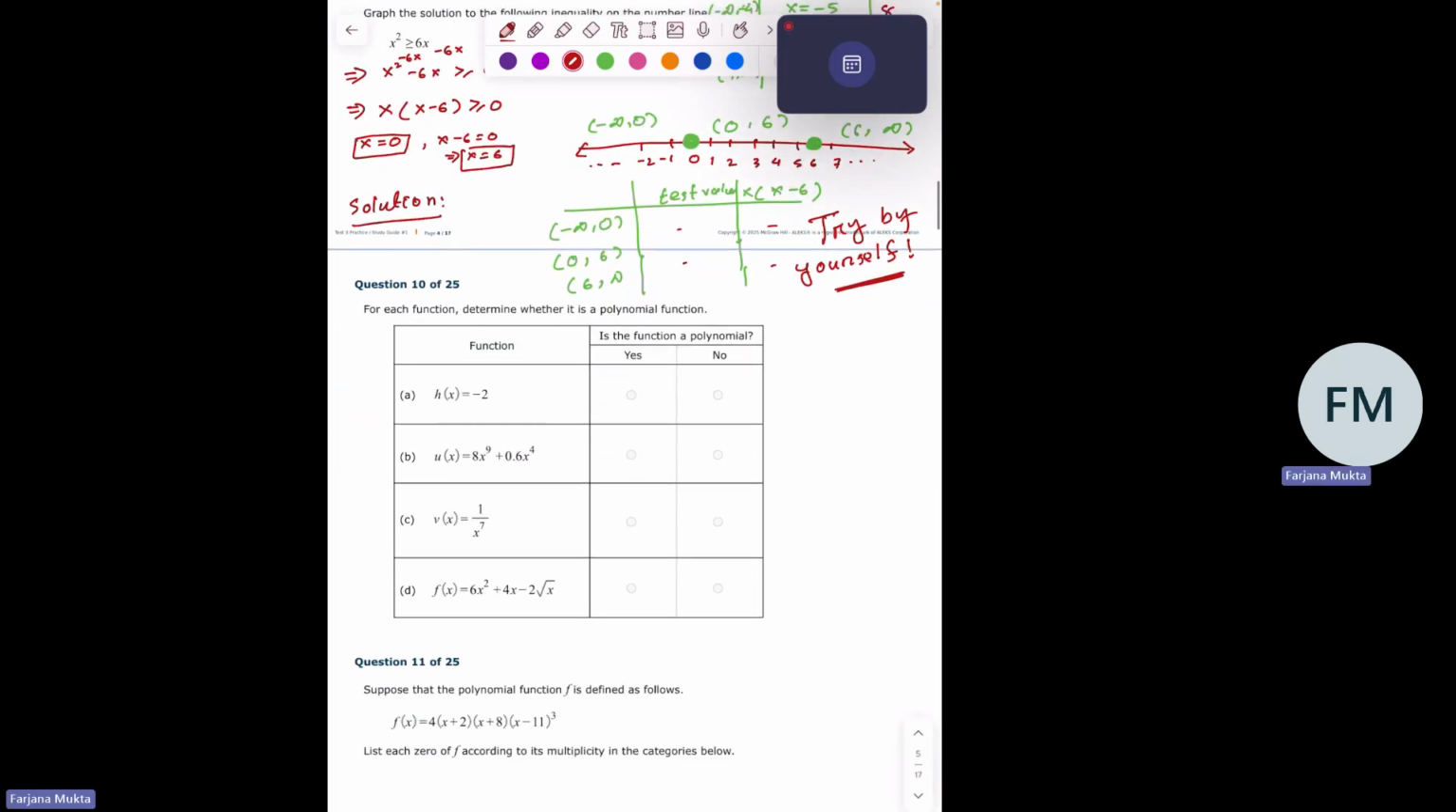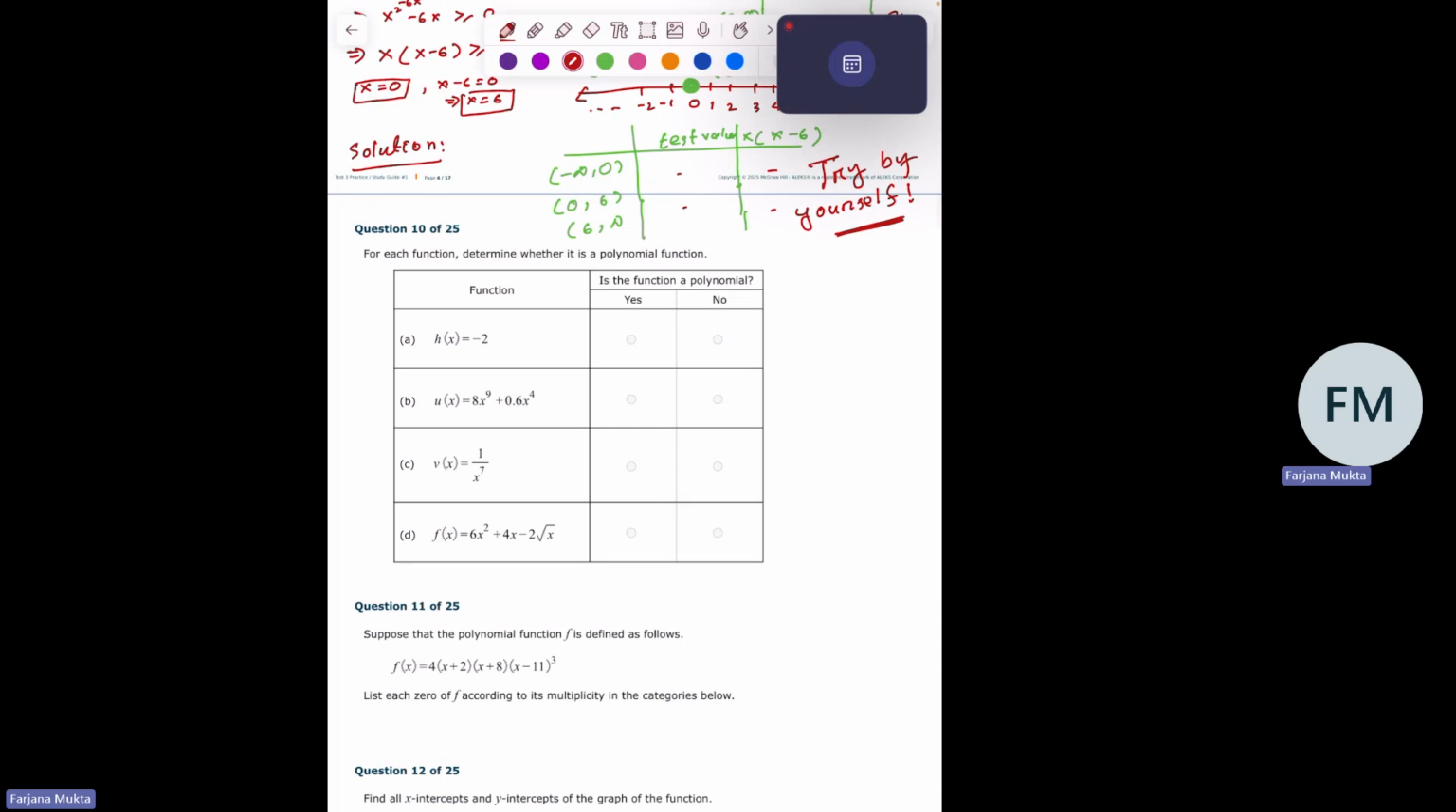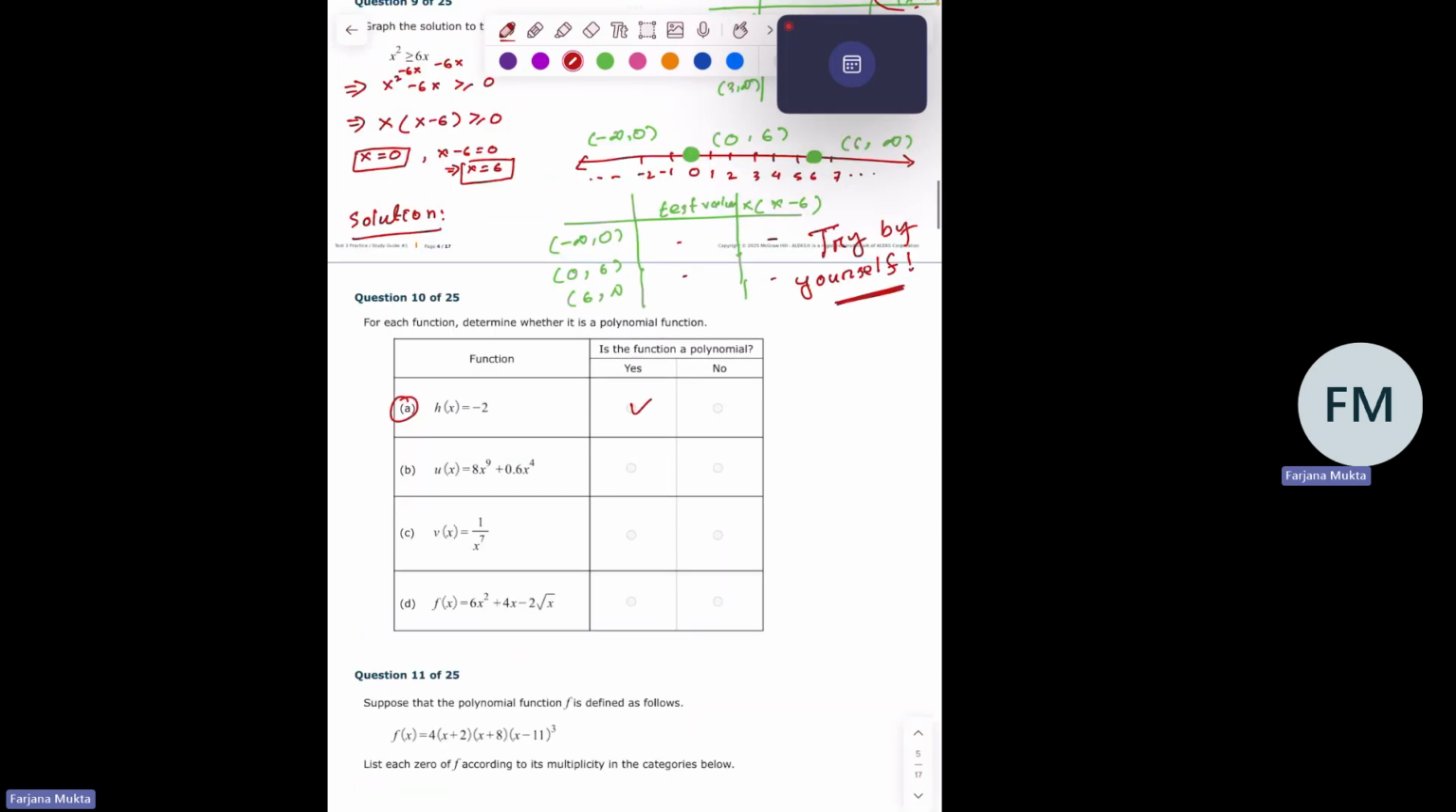The next question, checking them, which one is a polynomial, which one is not. All right, pretty straightforward. The first one, h of x equals -2. It's a constant, but still, is it a polynomial or not? Yes, it is. Even though it's just a constant, that means we don't have any variable, right? So it's a constant polynomial.